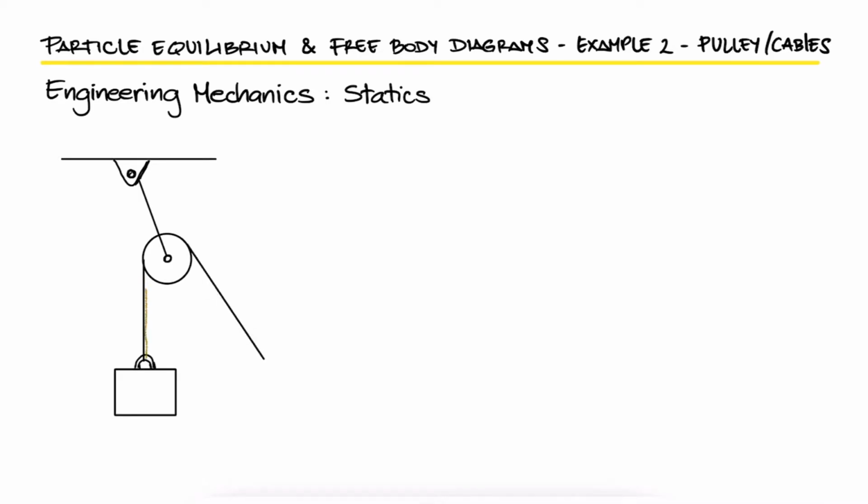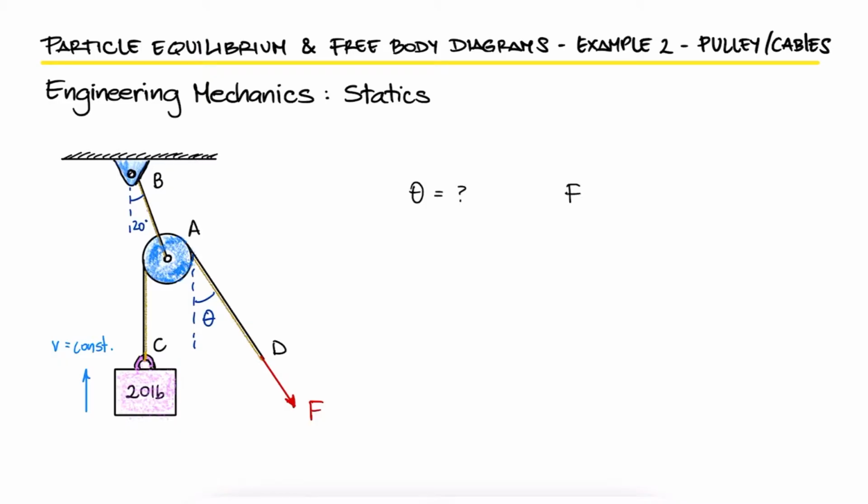The hanging block has a weight of 20 pounds and is being pulled up at a uniform velocity. What is the angle theta for equilibrium and the force in the cord AB?